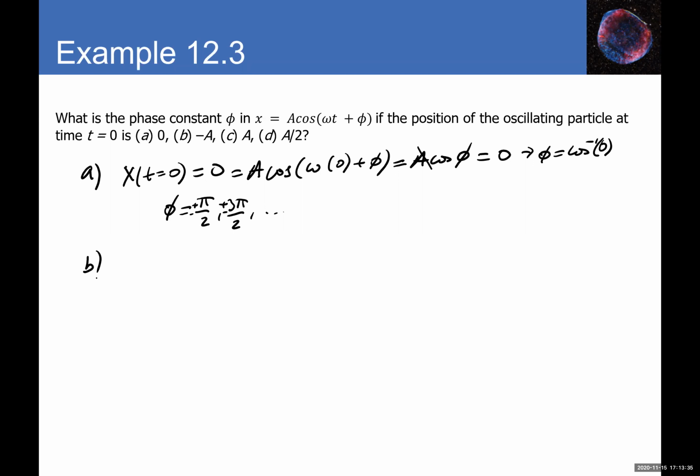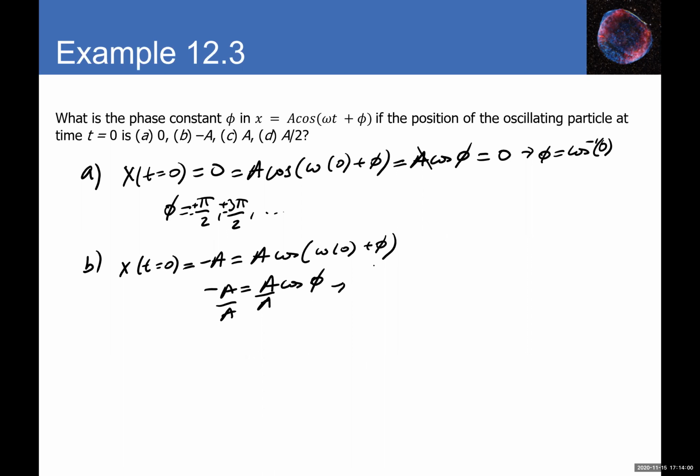All right, so the next one is this. x at t equals 0 is equal to negative A. This is equal to A cosine of omega times 0 plus phi, which means that negative A equals A cosine of phi. Divide both sides by A, and we get negative 1 equals cosine of phi. Then phi is the inverse cosine of negative 1, which ends up being equal to pi.